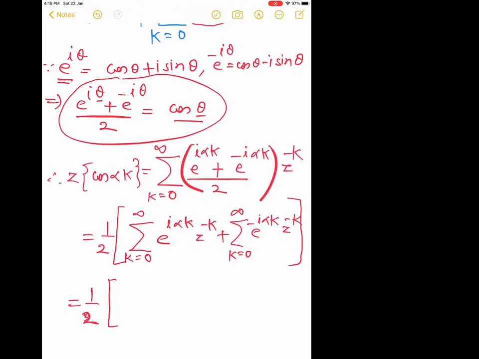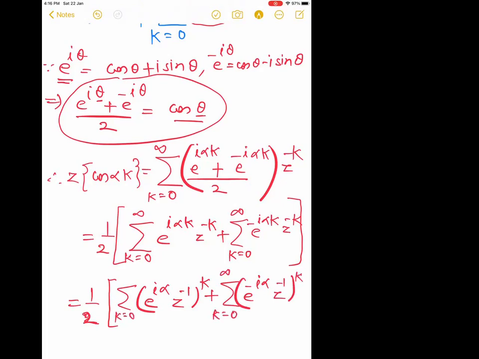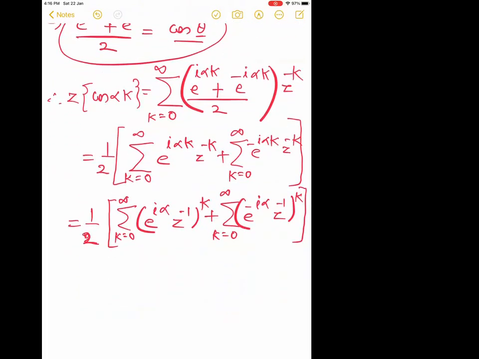Yes. So we'll go ahead with this now. This is the summation of e raised to i alpha multiplied by z raised to minus 1, raised to power k, I can write. Plus the second summation I can write as e raised to minus i alpha, z raised to minus 1, raised to power k, and k from 0 to infinity. Okay. I have not done anything new. This is just rearranging the terms in the form of the power of k.